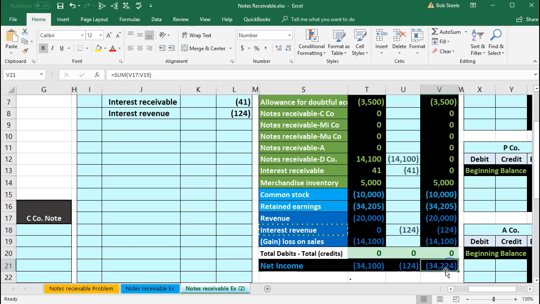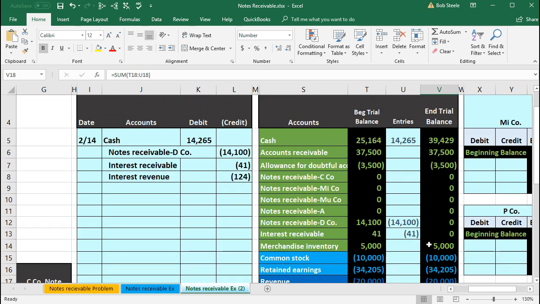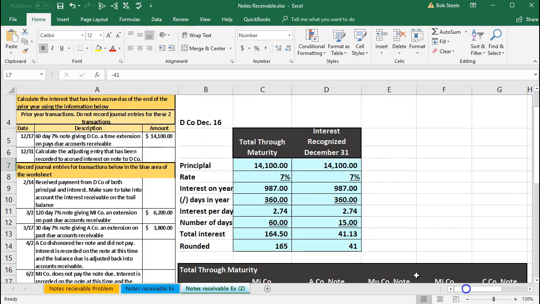It also brings up net income. So note that net income is increasing by only the interest portion earned this time period, although we're receiving the full interest, the 165 of interest, 41 of it having been earned last year, although it had not been received last year. Okay, so we're going to scroll back over and see what we have next.